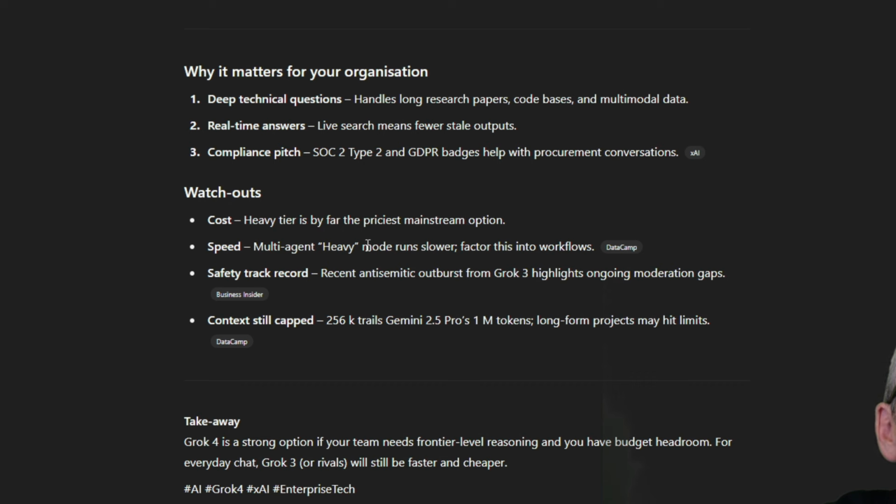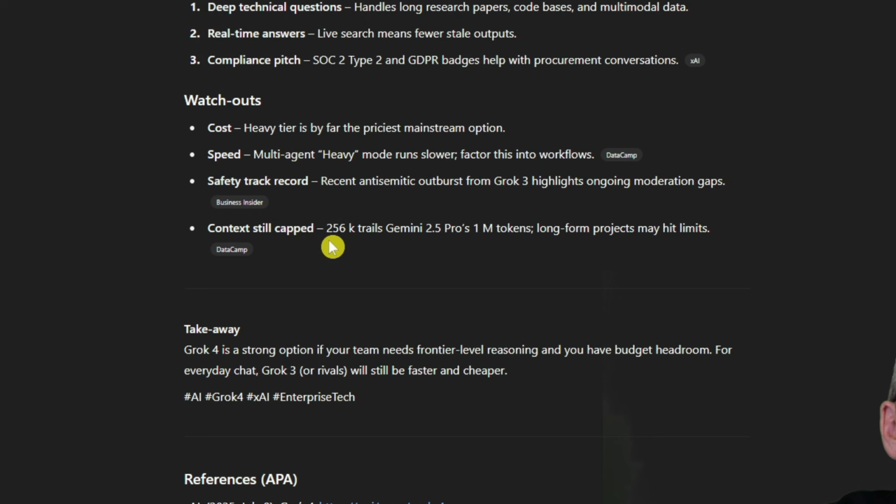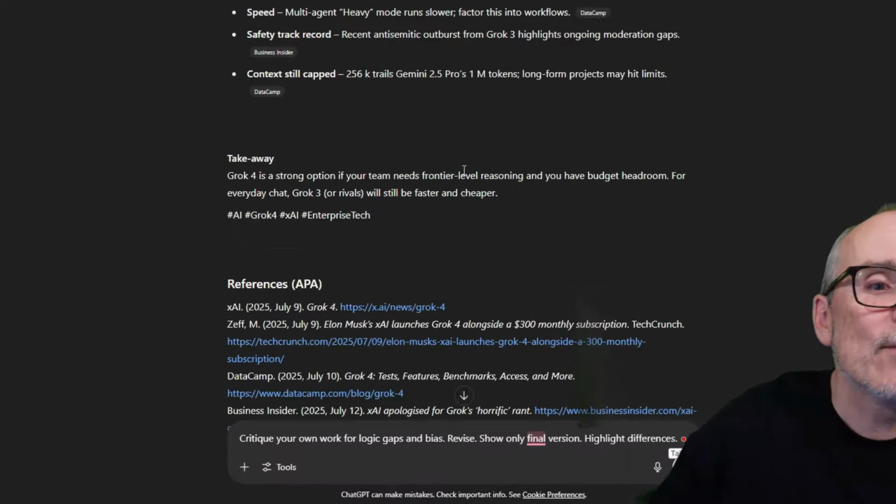Speed: multi-agent, heavy mode runs slower. Safety track record: Grok recently had some issues with an anti-Semitic outburst. So can you be sure about Grok 4? Context is still capped at 256K, while Gemini 2.5 trials 1 million tokens. So for very long projects, Grok might not be the thing. Okay, so we've got that.